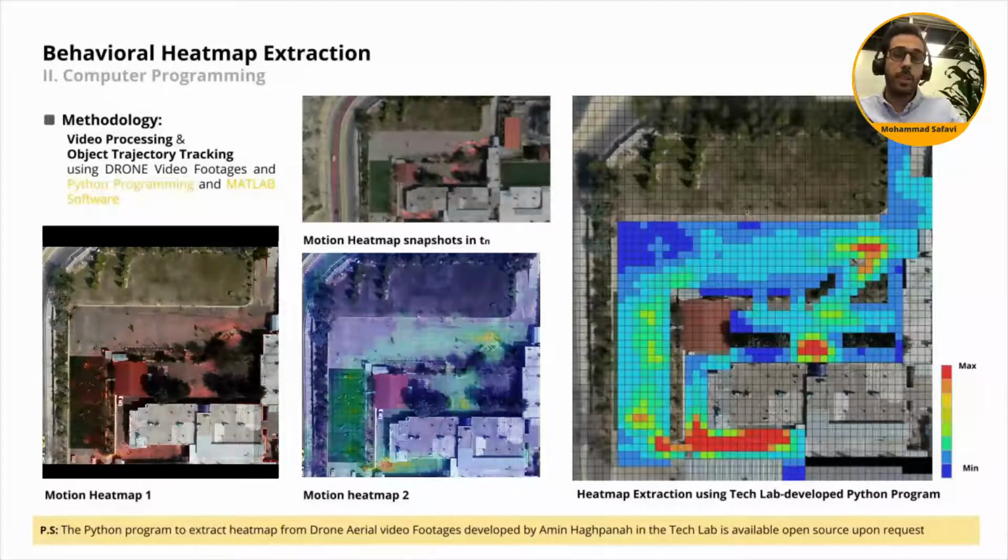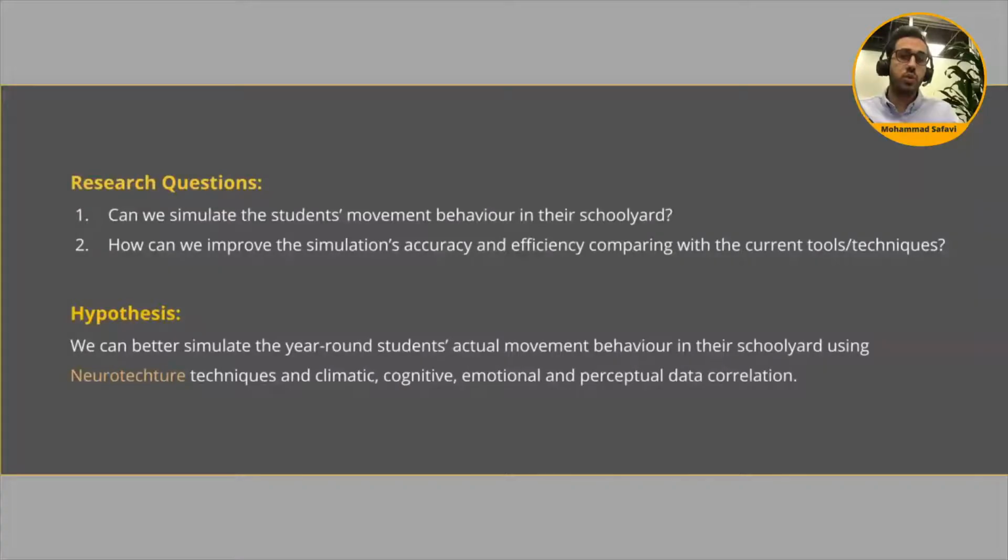This triggered two main questions for us: can we simulate the students' movement behavior in their schoolyard, and could we increase the accuracy and efficiency of this simulation compared to current methods and tools that are available? Our hypothesis was that we can improve accuracy and efficiency if we add additional data sets such as climatic, cognitive, emotional, and perceptual data to our analysis.